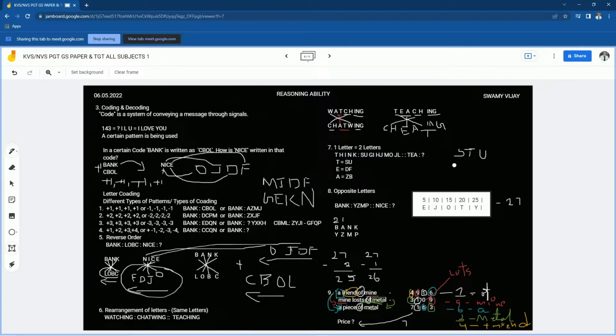Now see that H. How is it being written? G, I, so G H I. Now they have given a question. If this pattern is being followed in THINK, then how do we write TEA?